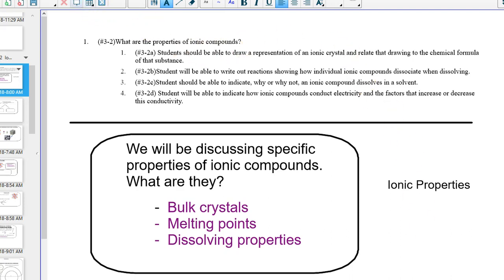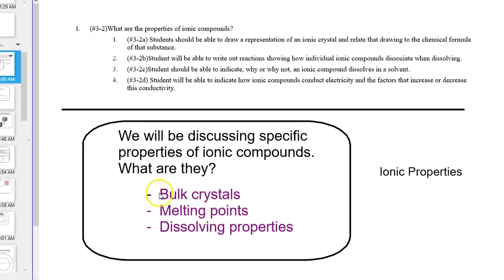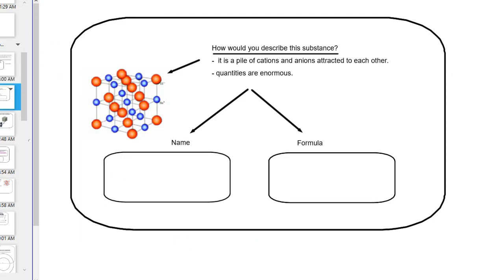In this situation, there are three main properties. We will be discussing bulk crystals and melting points in this particular video, and I'll break this one off into a separate video to shorten it up some. Alright, so first things first, this is what's called a bulk crystal, commonly known as a pile.